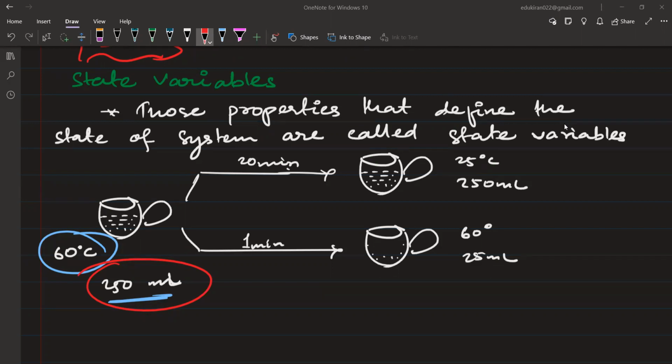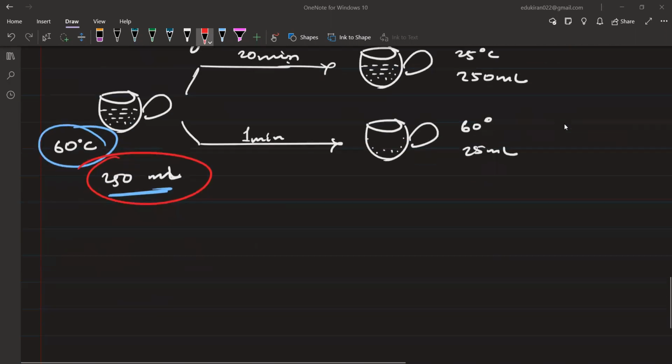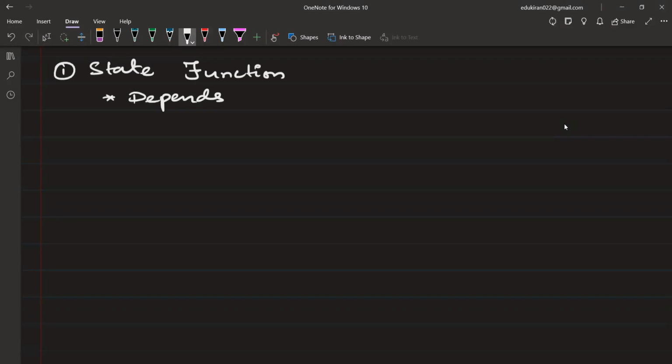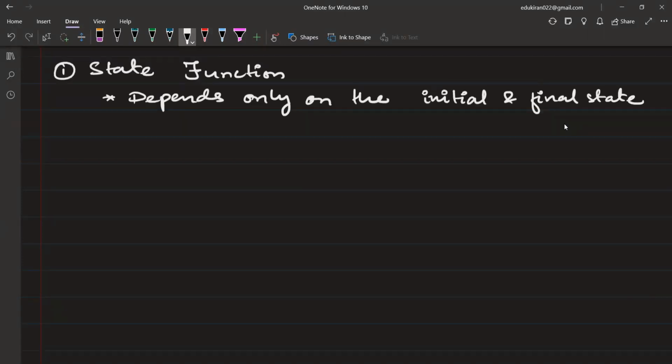Now there's another thing. All of these state variables, some of it depends on what path you have taken to go through the change, and some of it they do not depend. So those are those things which only depend on the state. There are two types of state variables. Some are known as state functions. Some variables are state functions. This depends only on the initial and final state of the system.